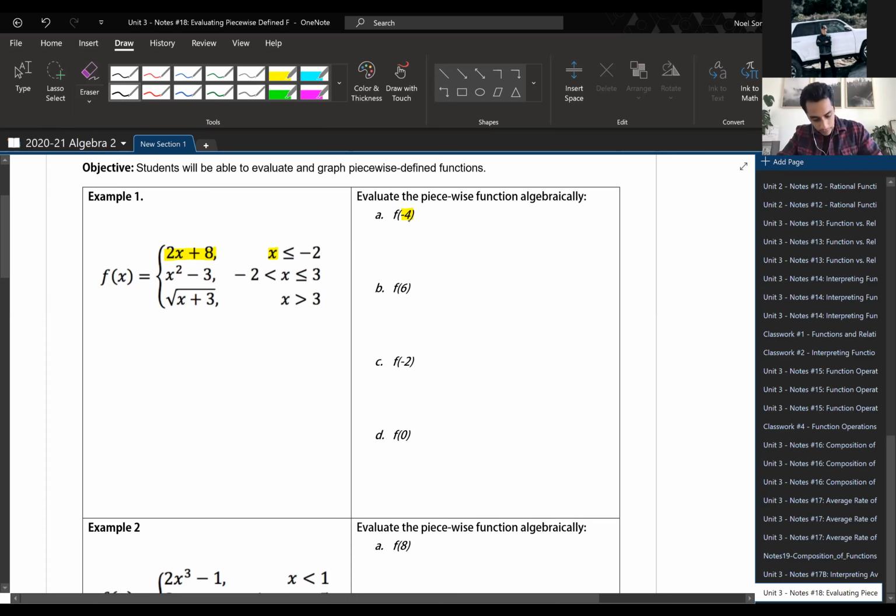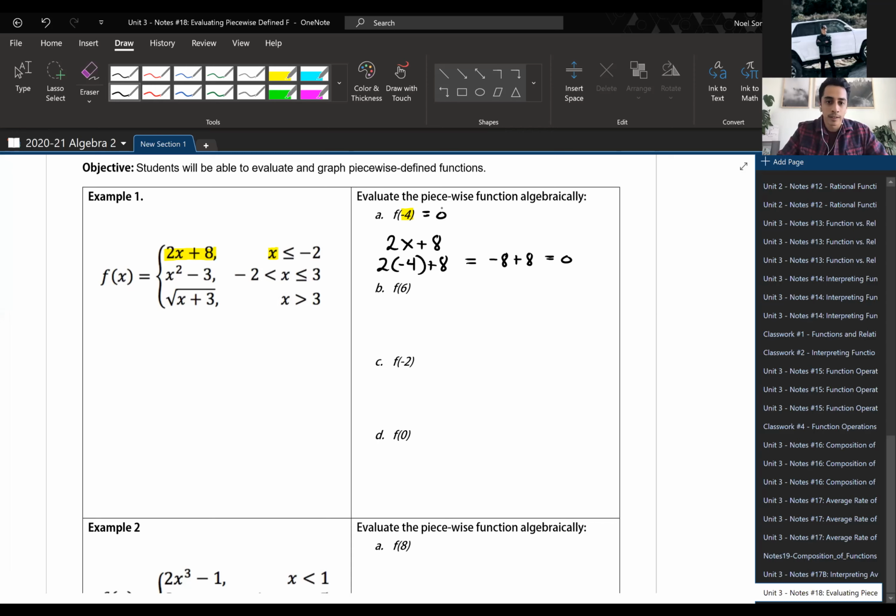So if we want to find f of -4, we're going to use 2x plus 8. So this would be 2 times -4 plus 8. 2 times -4 would be -8, and then plus 8, we end up with 0. So f of -4 is just equal to 0. Not too bad, right? A lot easier than what it may have originally seemed. A lot of it is just identifying where the input belongs. Which domain does it belong to?